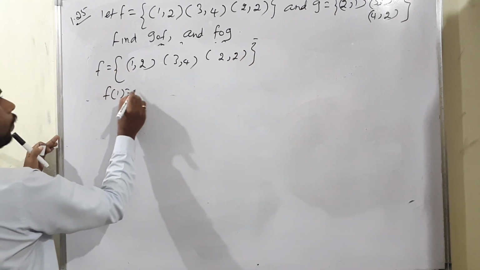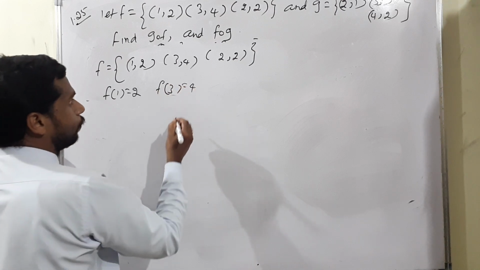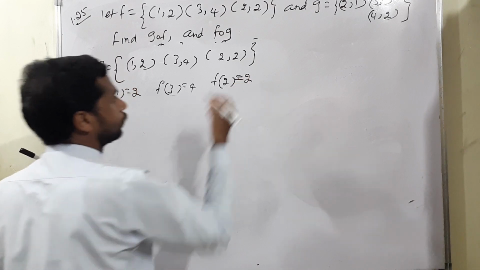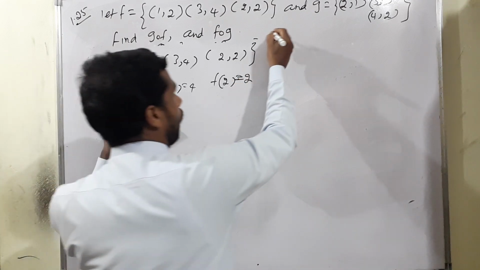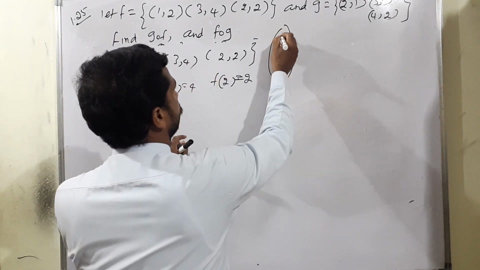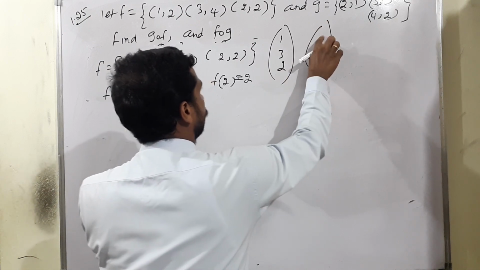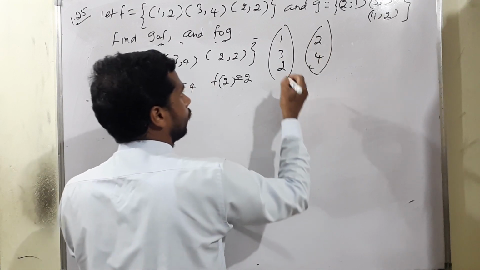f of 1 is equal to 2, then f of 3 is equal to 4. Here f of 2 is equal to 2. Now, what is the meaning of the arrow diagram? The domain is 1, 3, 2. The codomain means the output, 2 and 4, so only 2 and 4 we can write.